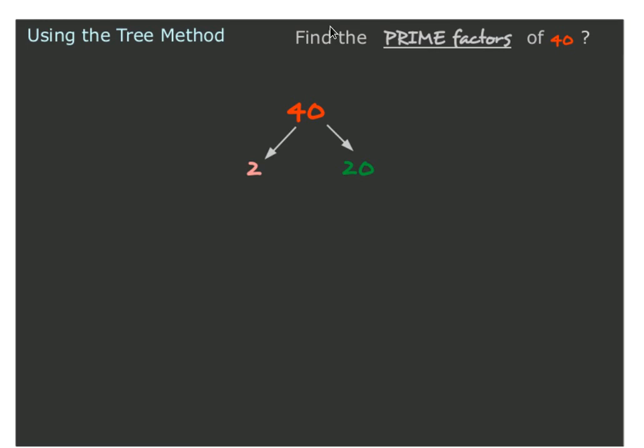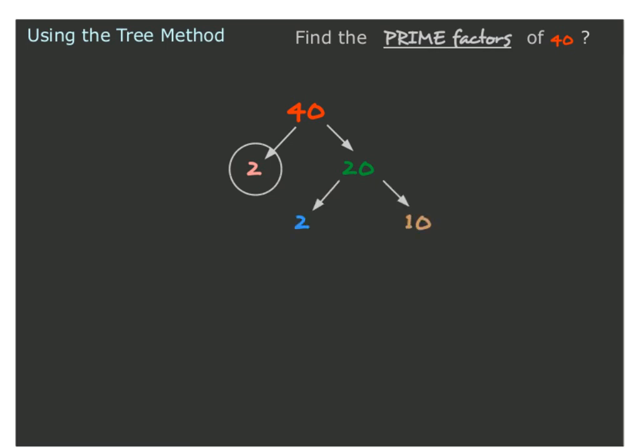So you say 40 can be 2 times 2. So we're building a little tree. Remember, a tree, kind of like a Christmas tree, is a thing that's shaped like this. So we're using a tree method. And 2 is a prime factor, so that's going to work. We'll circle it so we know that that's a prime factor.